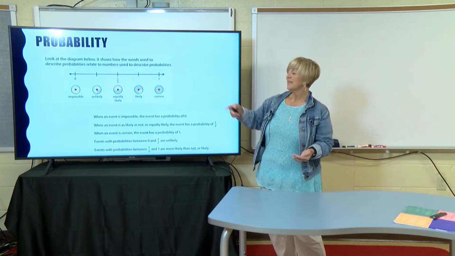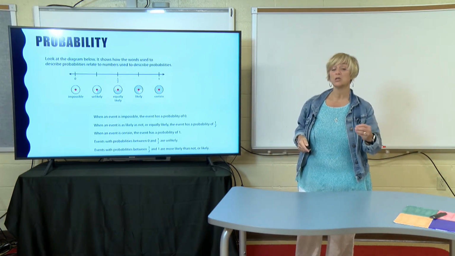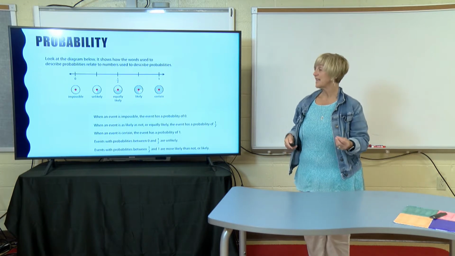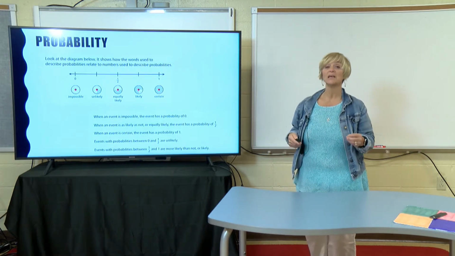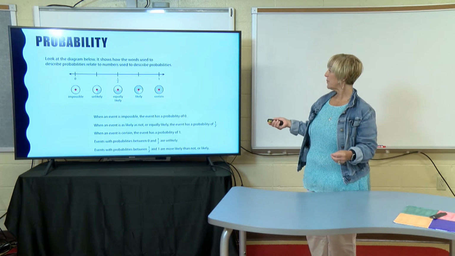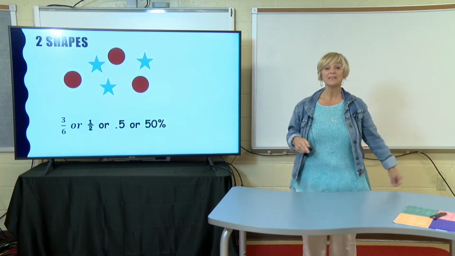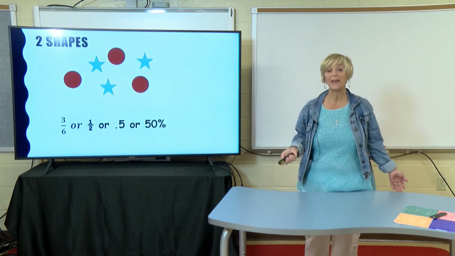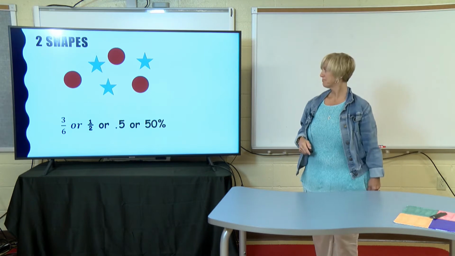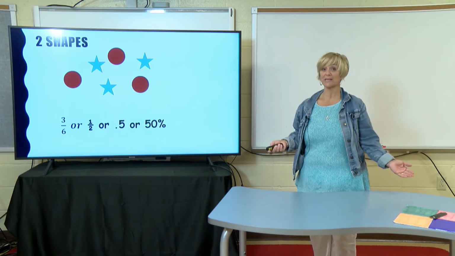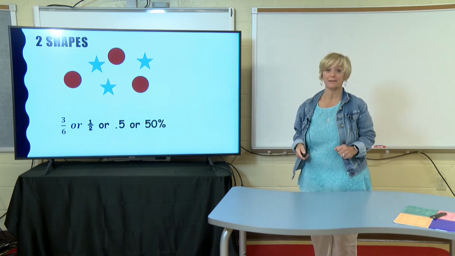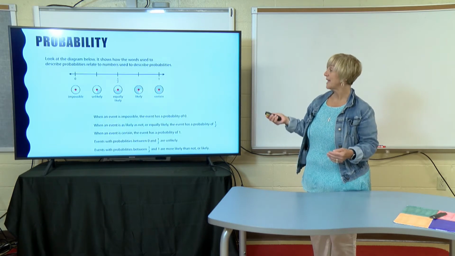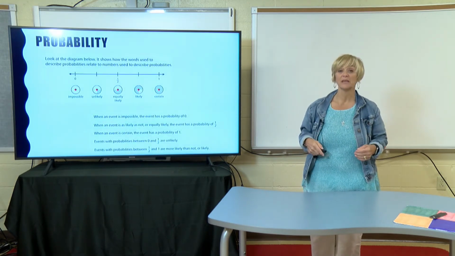On our number line, if you were to have 0, 0 is an impossible event. If I went back right here and asked you, what is the probability of pulling a square out of the bag? 0% chance, because there's not even any squares up there. So that is an impossible event.